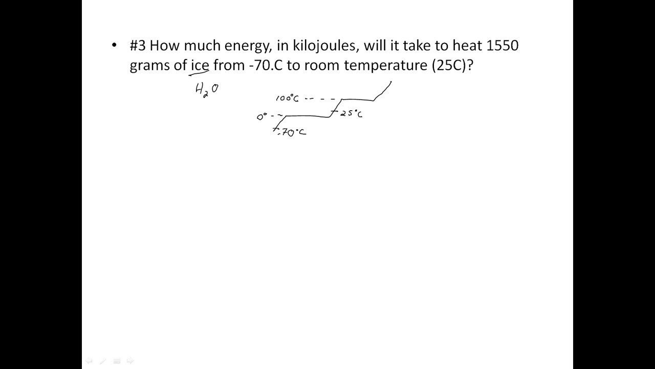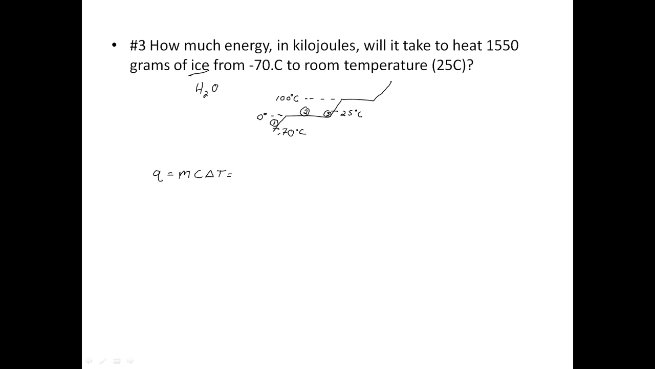So we're going to have these three sections. We've got section 1, section 2, and section 3. Each of these is going to require a separate calculation. In step 1, we're heating the ice, or heating the solid. Anytime we're heating, we're using Q equals mc delta T.